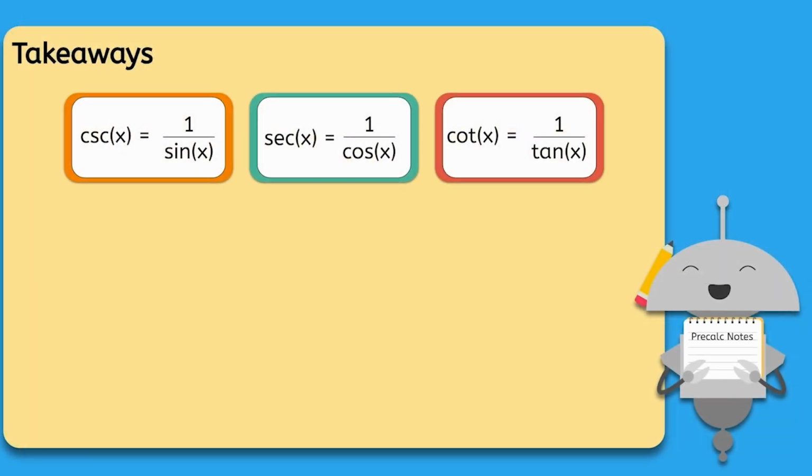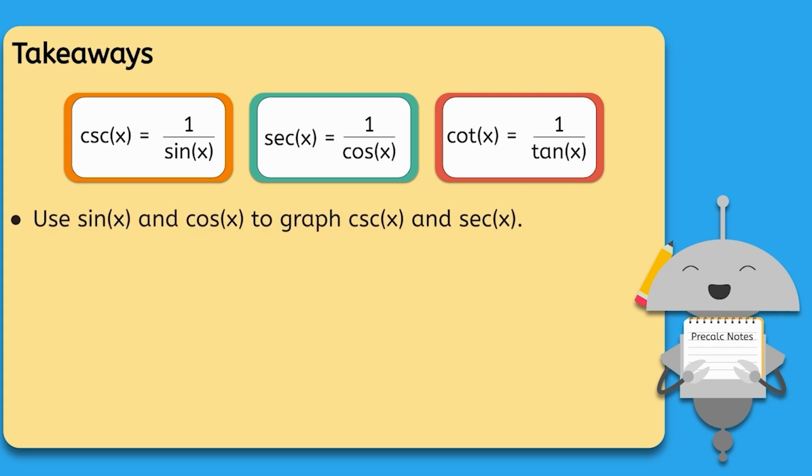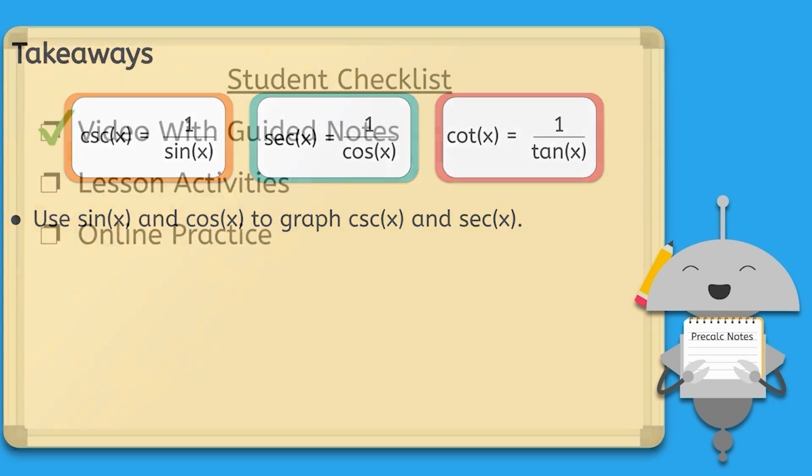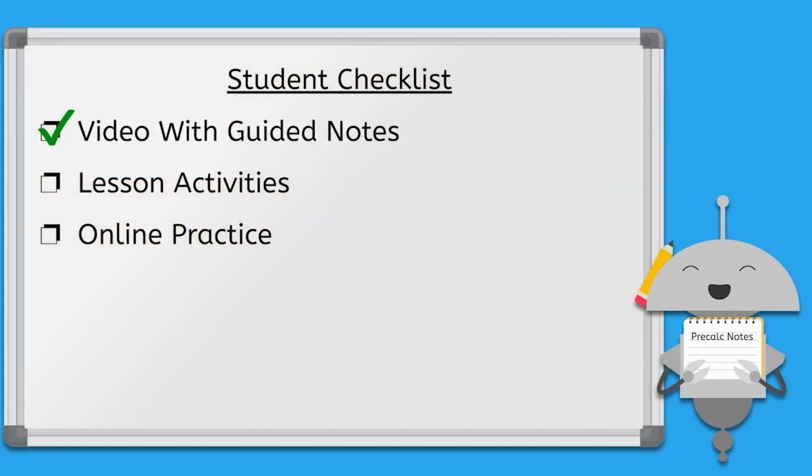Today, we worked with 3 reciprocal trig functions: cosecant, secant, and cotangent. We used the main trig functions sine and cosine to graph cosecant and secant and identified the key features like domain, range, asymptotes, and period for all reciprocal functions. In the additional practice and online practice, we will work on graphing reciprocal functions with multiple transformations and identifying their key features using the functions and the graphs.